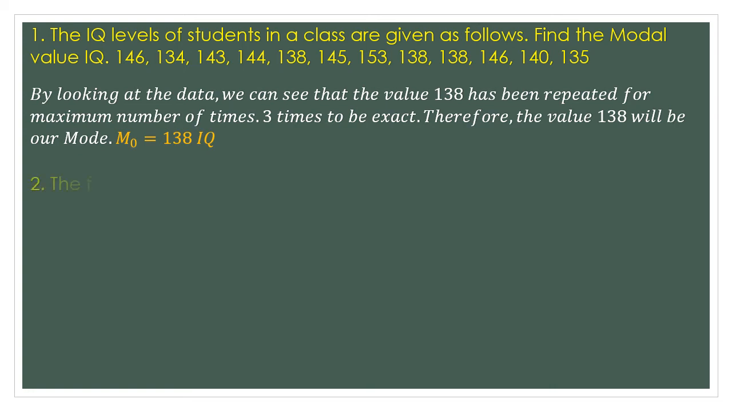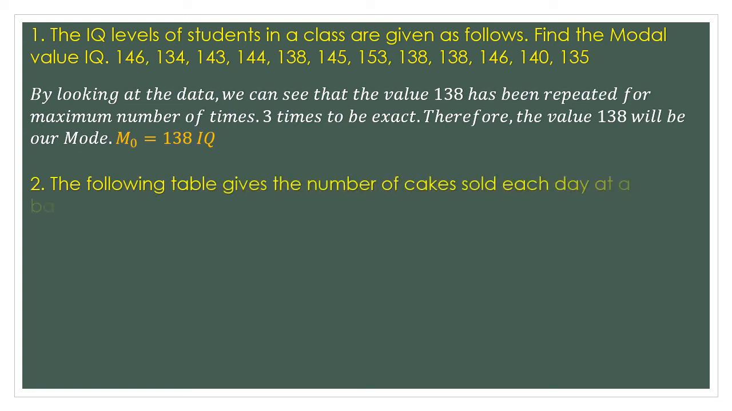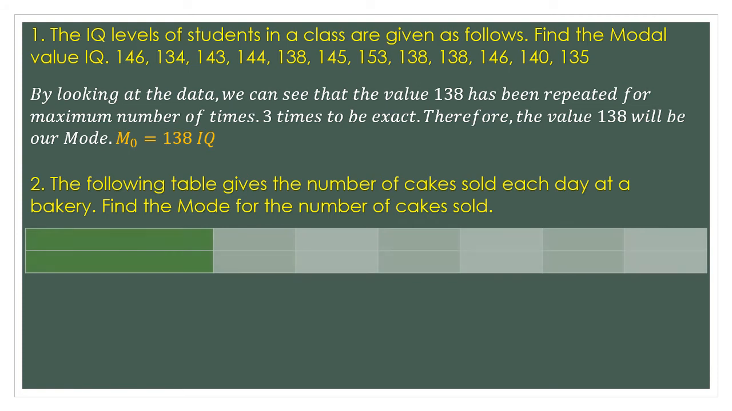Moving on to the second question, because raw data are always so easy, it just takes a statement to solve the mode for that question. So mode, I love mode. It is very easy. The following table gives the number of cakes sold each day at a bakery. Find the mode for the number of cakes sold. Let's see, the table is number of cakes and the number of days. 10, 12, 13, 16, 17 and 18.